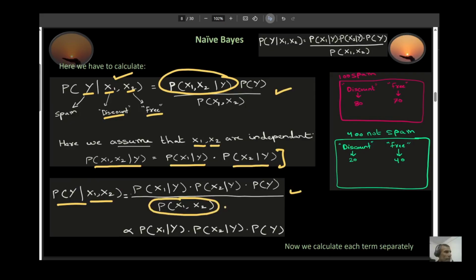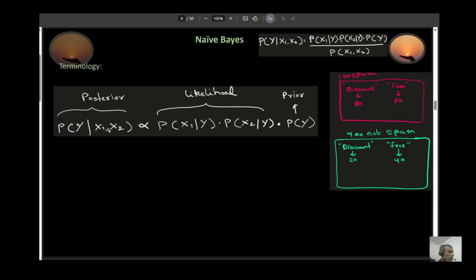Now your denominator is going to be constant for both your y, whether spam or not spam. So in this case, I can ignore my denominator and rewrite this expression as proportional. So I can say probability of y given x1, x2 is proportional to probability of x1 given y times probability of x2 given y times probability of y. Now we calculate each one of these terms separately.